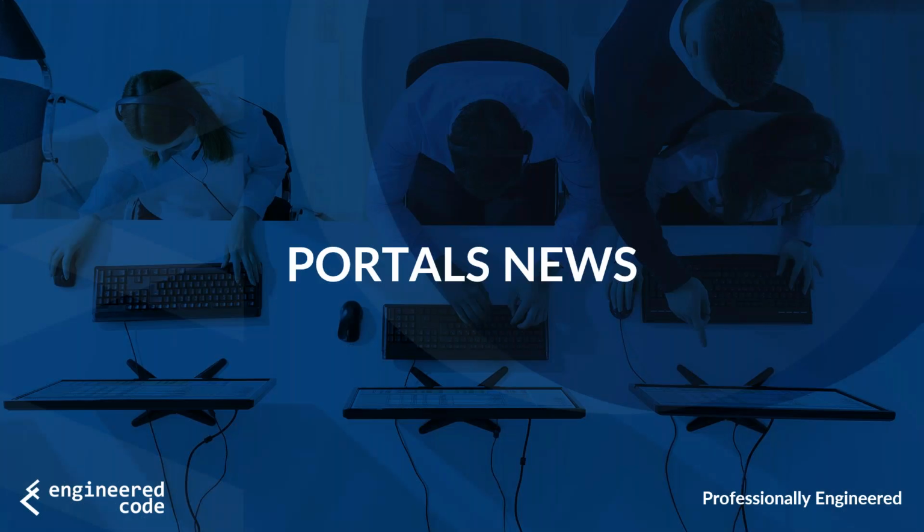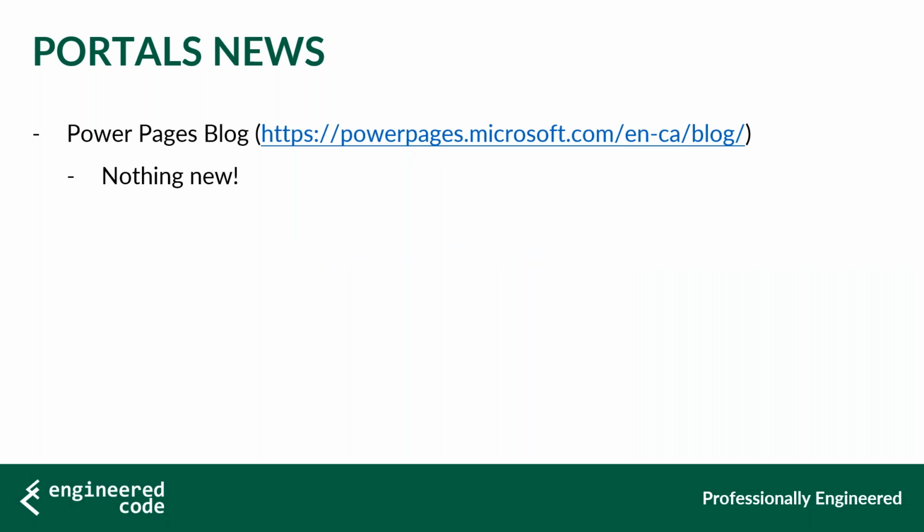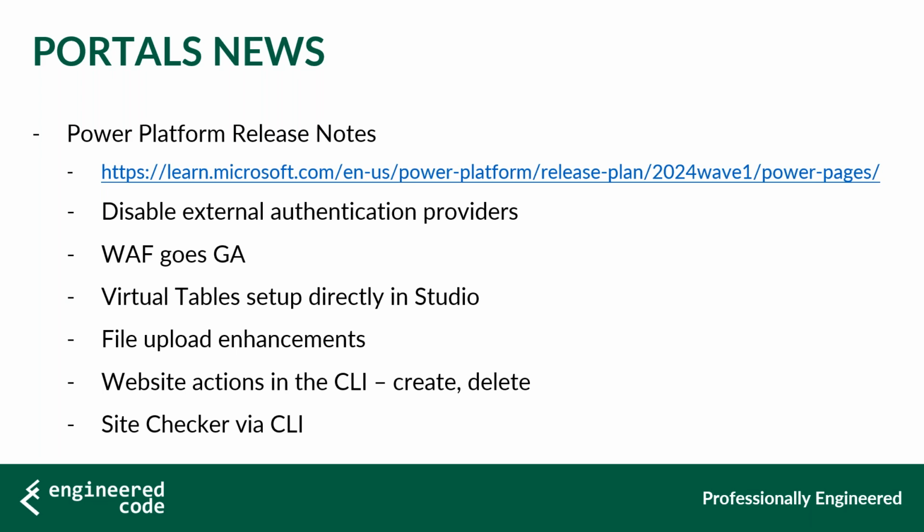All right, so let's talk about the news. Usually what we do is we look at the Power Pages blog. There has been nothing new since we last gathered here in January. So I guess you could say it's a quiet month on the news front, but that's probably because of this next slide, which is the Power Platform release notes. The Power Platform 2024 Wave 1 release notes essentially cover functionality that you should expect or plan to see in the April to September 2024 timeframe.